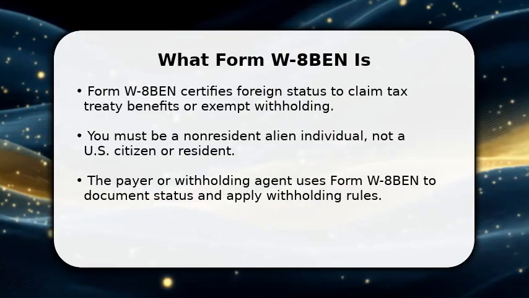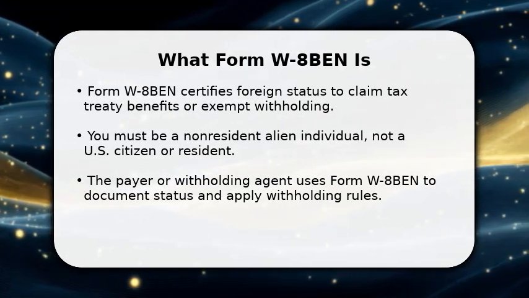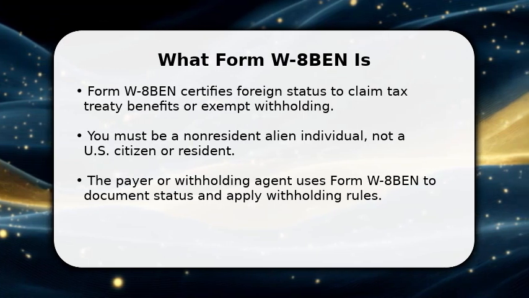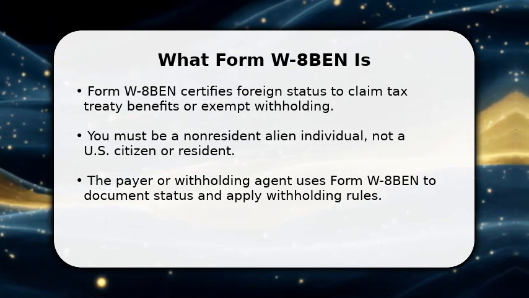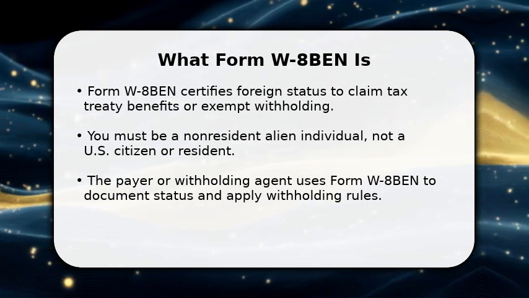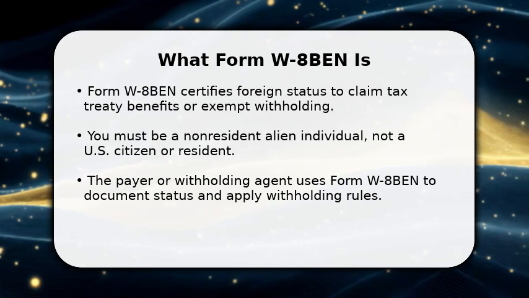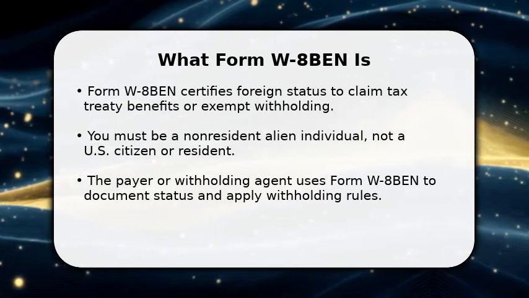Form W-8BEN certifies foreign status to claim tax treaty benefits or exempt withholding. Use it when you receive U.S. source income such as dividends, royalties, or independent contractor payments, and you want the payer to apply reduced withholding under a tax treaty or recognize non-resident status.